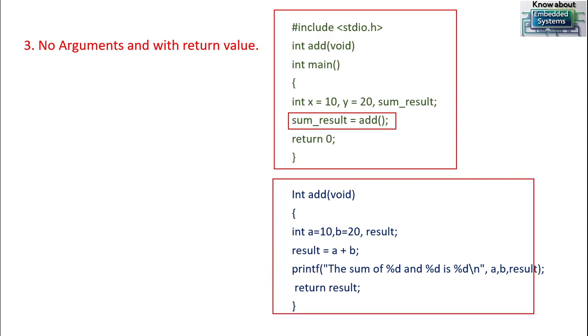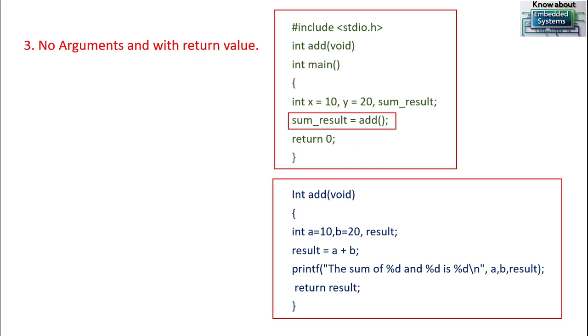So your compiler will come to the add function and it will perform addition, but after performing addition it will return something. Now I'm going to return something from your function, and that return value will be collected in a variable called sum result. So this type of function is called no arguments with return type. I don't pass any parameter, but I will receive a return value.